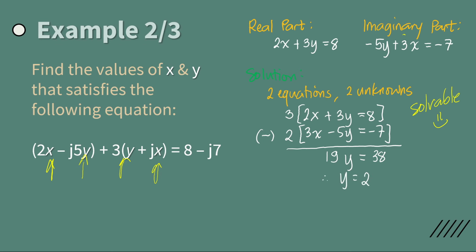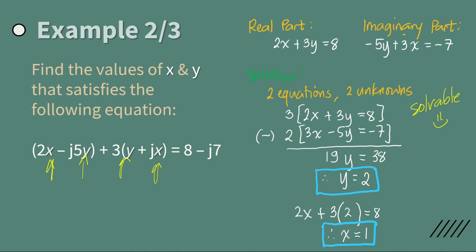38 over 19, this is equal to 2. Now when we get the value of y, then you can solve for x, and x is equal to 1. Okay, so that's how we were able to solve for x and y.